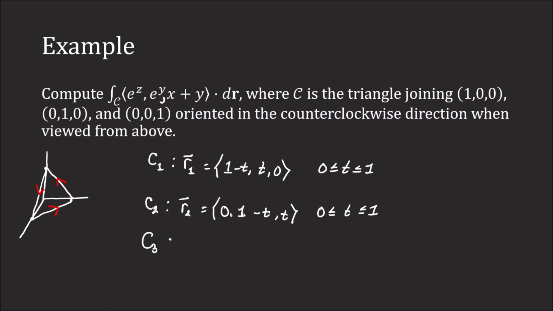And finally, we can write C3, parameterization r3 equals (t, 0, 1 minus t), 0 less than or equal to t less than or equal to 1, and that takes care of this curve. So this is C1 here, C2, C3. Now C is clearly C1 plus C2 plus C3. So the line integral will be the sum of those three line integrals. So we just have to evaluate those three line integrals.